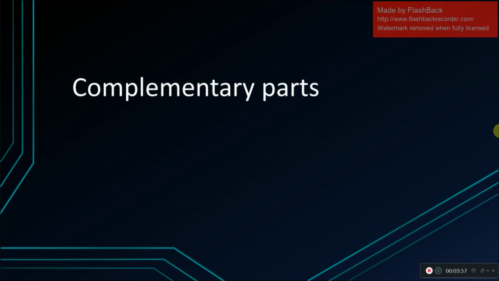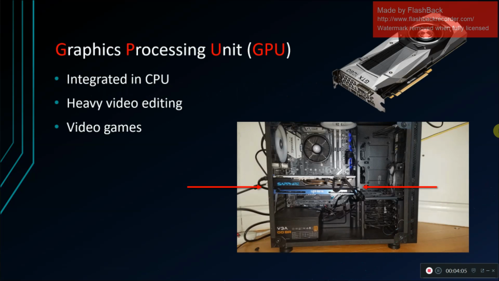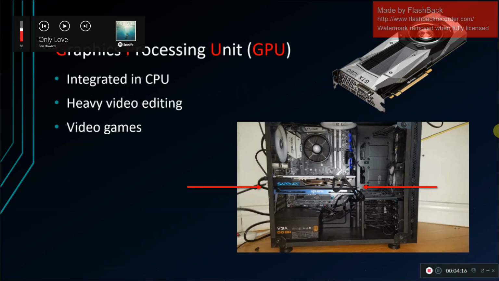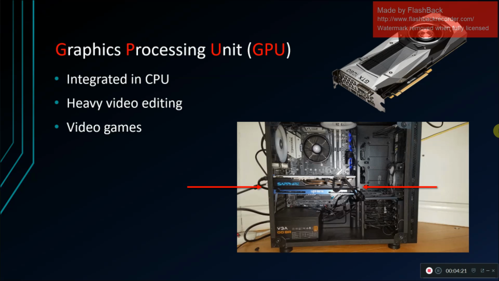Now let's talk about the complementary parts, which are the parts that are optional for your computer to work. The graphics processing unit transfers the video information of the files towards the computer screen. It is considered optional since there is usually an integrated graphics device in the CPU. However, the latter is not performant enough to accomplish some tasks like heavy video editing or playing detailed video games. In these situations, users will often put a graphics processing unit in their computer.